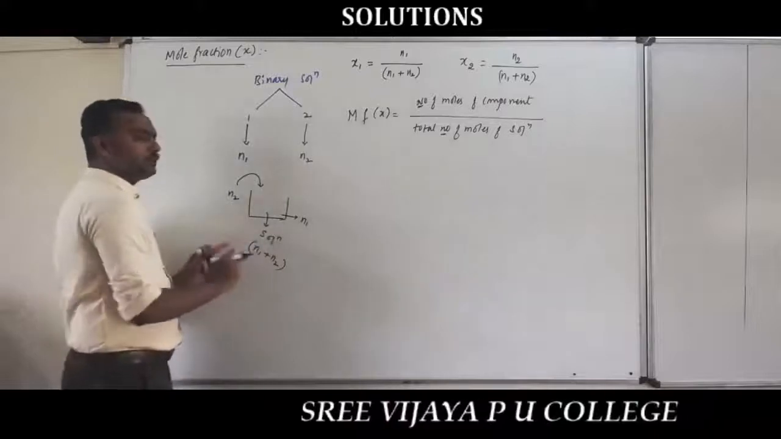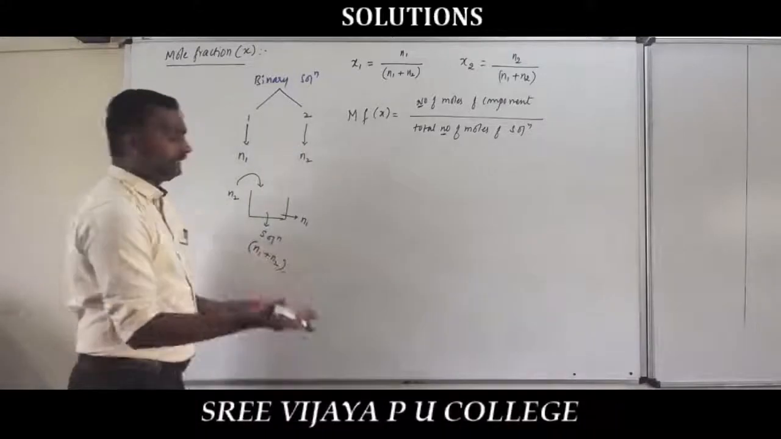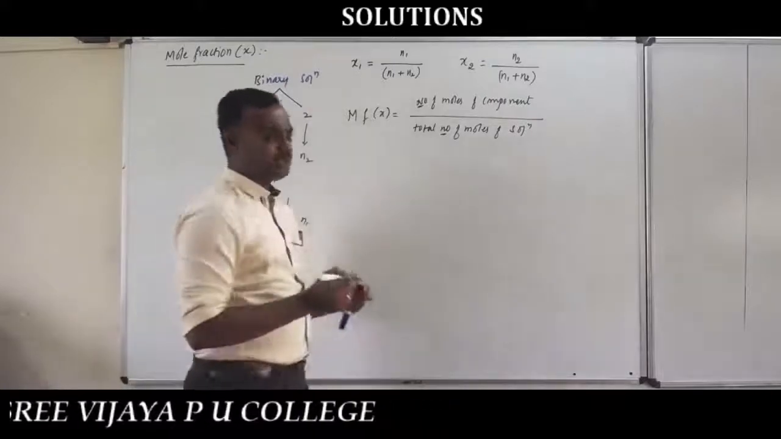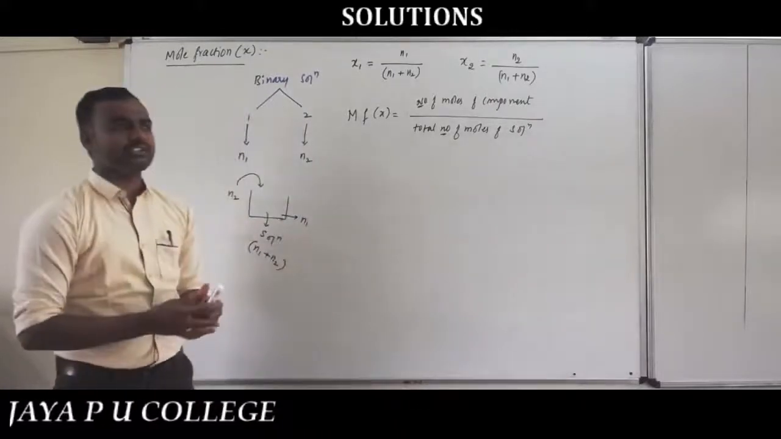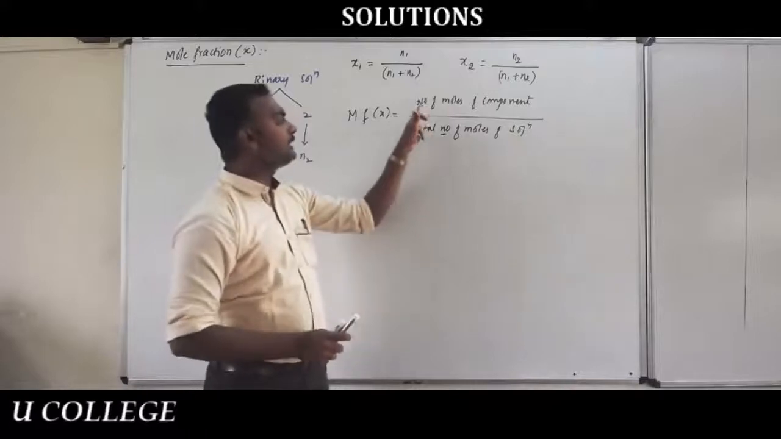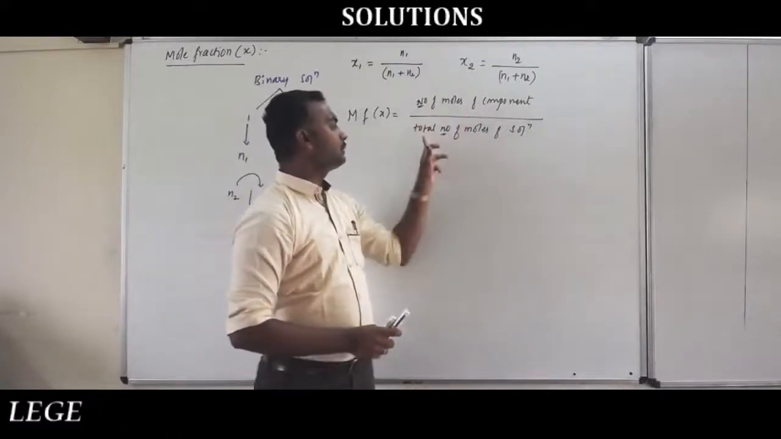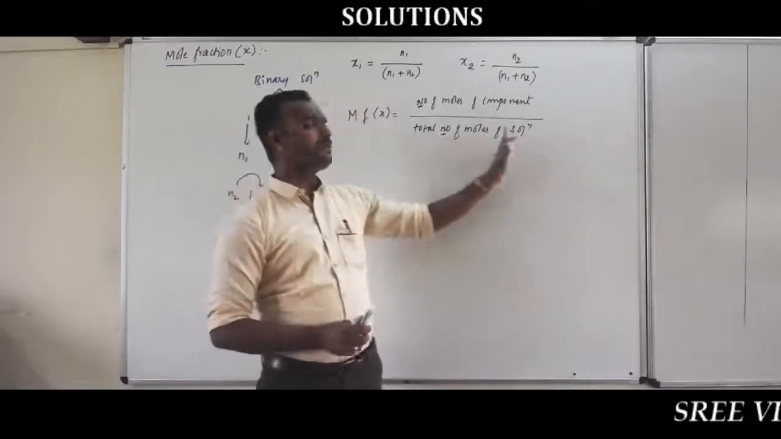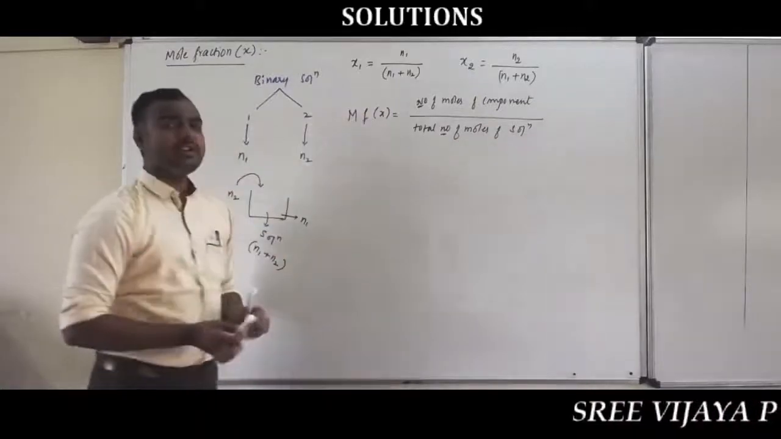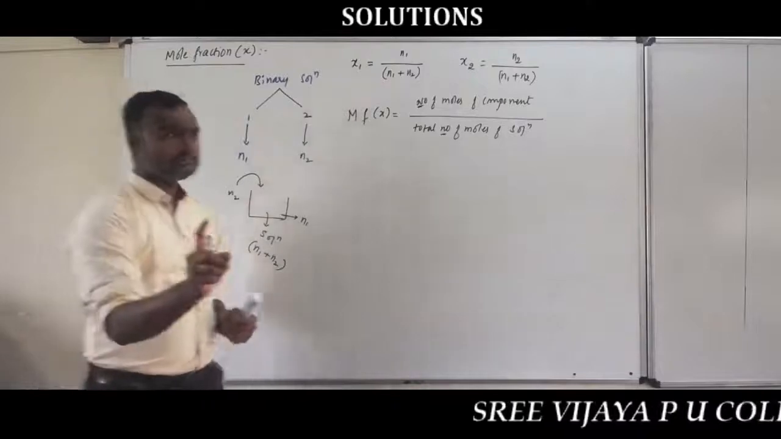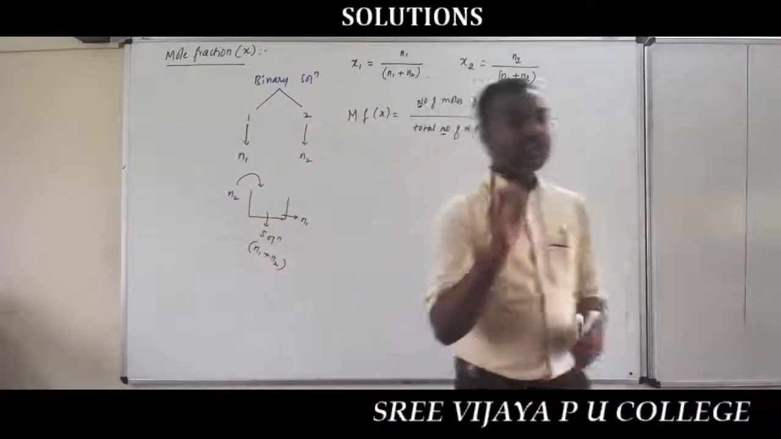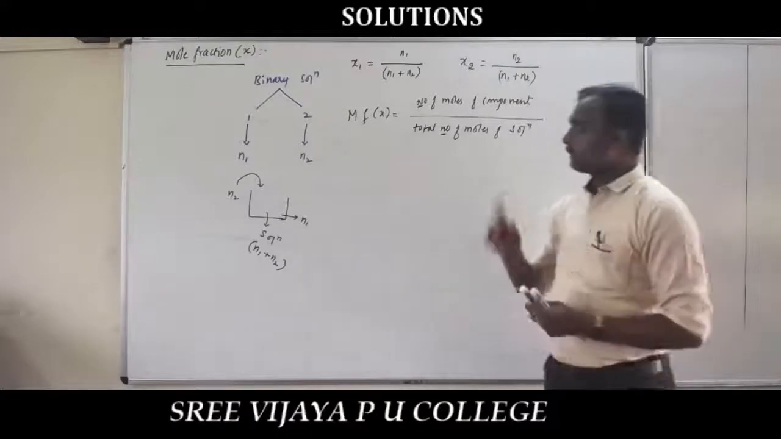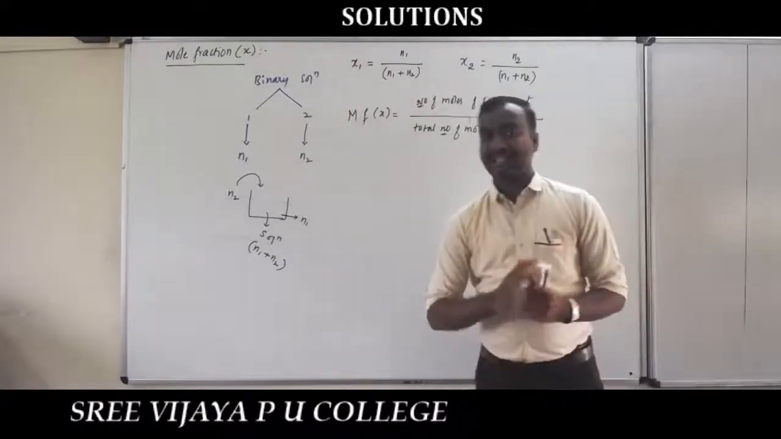Because if I take the total number of moles of all the components, that is nothing but the total number of moles of solution. So this is the general definition of mole fraction. Define mole fraction: it is the ratio of number of moles of a component to the total number of moles of all the components in the solution, or total number of moles of solution. That is called mole fraction. And one more thing you have to remember, mole fraction is defined for a component, not for a solution.